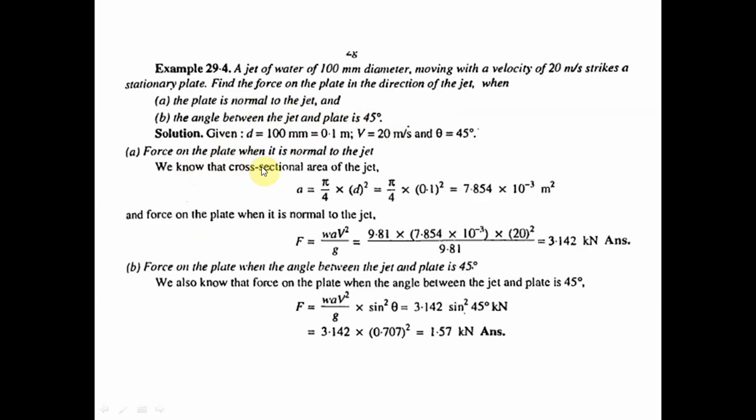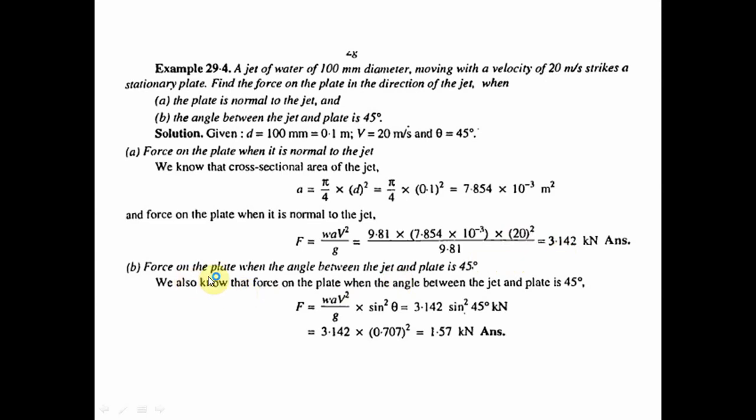So force on the plate when it is normal to the jet: we know that cross section area of the jet is A is equal to pi by 4 into d square, pi by 4 into 0.1 square, that is 7.854 into 10 to the minus 3 meter square. And force on the plate when it is normal to the jet is F is equal to W into A into V square upon g, that is equal to 9.81 into 7.854 into 10 raised to minus 3 into velocity square, that is 20 square divided by 9.81, that is equal to 3.142 kilonewtons.